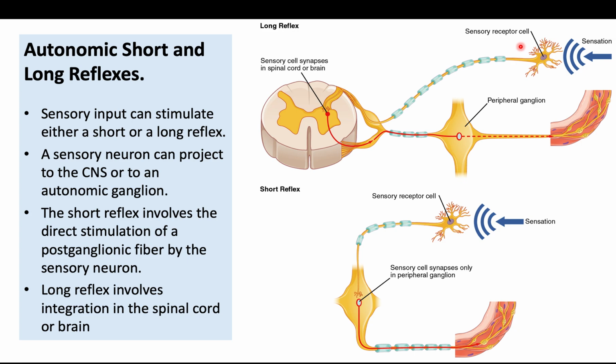The short reflex means the reflex that will not pass to the spinal cord. The information from the receptors will directly synapse with the second order neuron in the ganglion, and later all of the information will be delivered to the effector organ. But for the long reflex, the sensory information from the receptors first comes to the spinal cord, and then from the spinal cord it goes out through the normal route of the autonomic system.